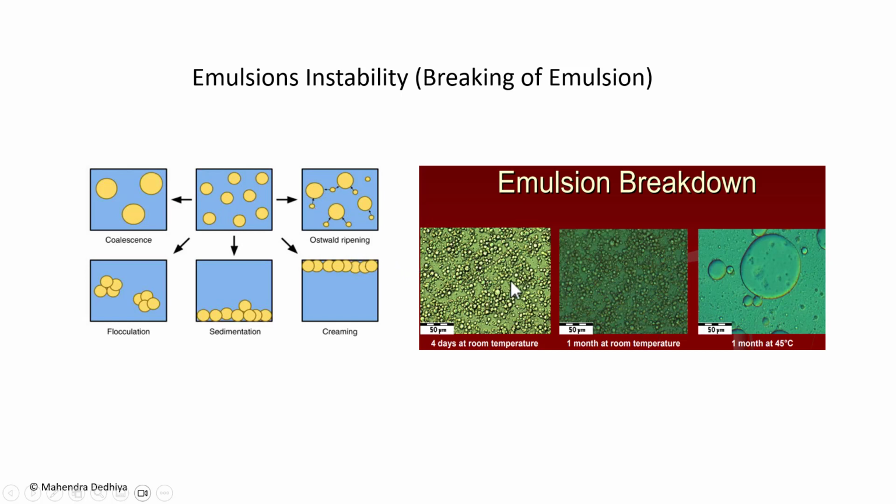In the photomicrograph here, we can see that at 4 days at room temperature, you can see uniformly distributed particle size. At 1 month at room temperature, there's not much change. However, at 1 month at 45 degrees, we can see particle coalescence into a larger particle, and eventually this will separate into oil and water phases.